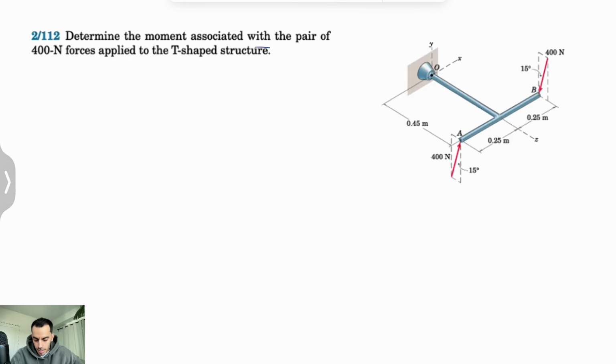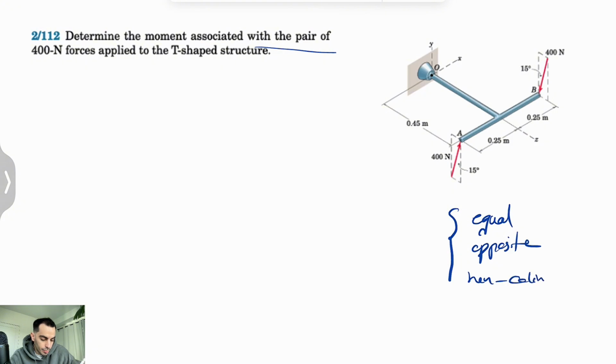Alright guys, welcome back. We're going to be solving another question from the second chapter of Engineering Mechanics by Meriam, and in this one we need to determine the moment associated with the pair of 400 Newton forces applied to the T-shaped structure. As you can see in here, we have two forces that are equal, in the opposite direction, and non-collinear, and that's going to show that these two forces make a couple.